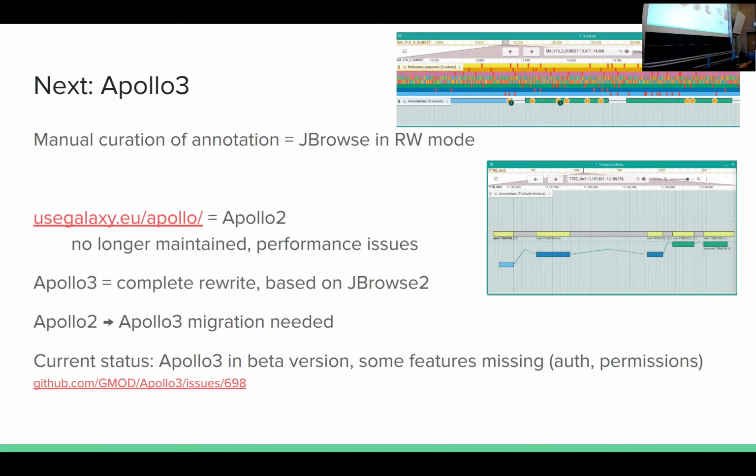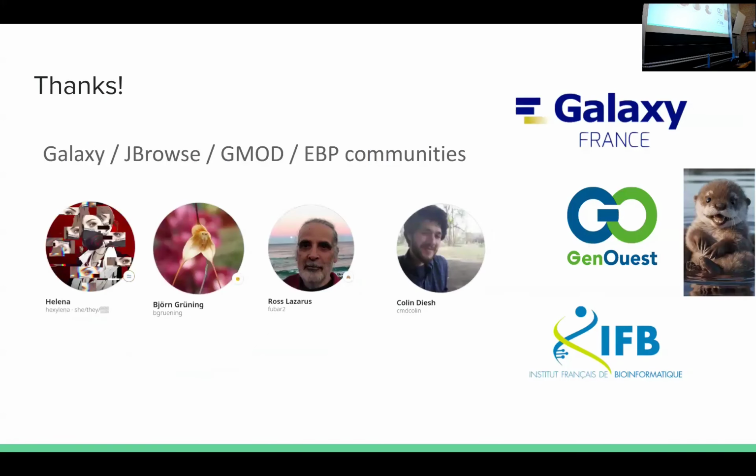So that's it for JBrowse2. I'd like to thank all the communities involved, Galaxy, JBrowse, GMOD, EBP communities, and especially Helena, who made a lot of work on the first version and then helped for the second version of JBrowse. Bjorn and Ross, who contributed code and reviewed everything to make it usable. And also Colin, who is part of the JBrowse development team, who helped a lot in adapting it for Galaxy. Thank you for listening.